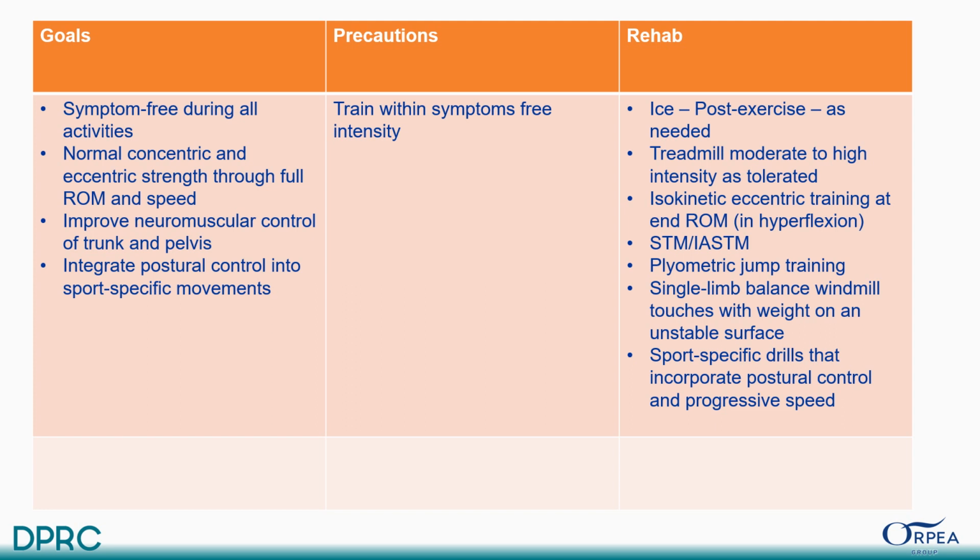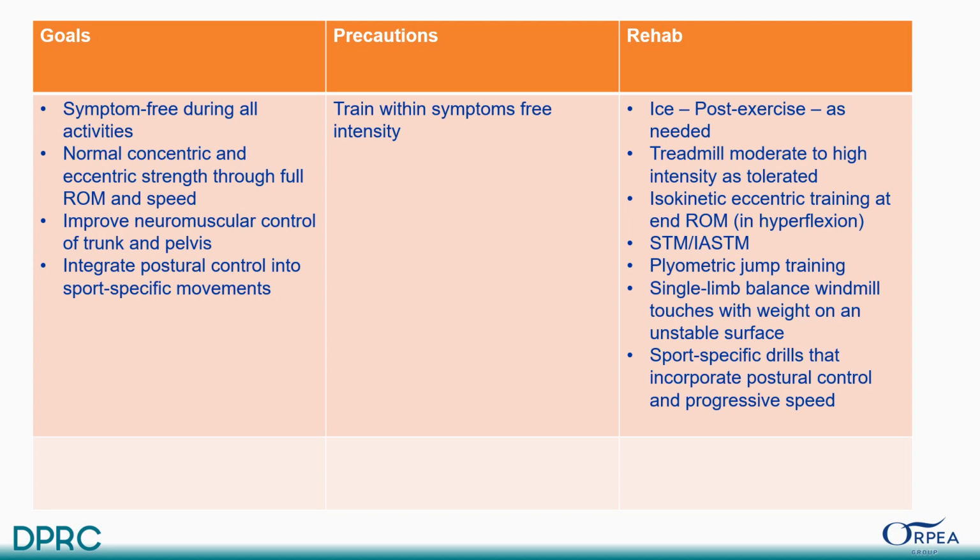Okay, your goals, precautions, and rehab. Your goals include being symptom-free during the activities, normal concentric and eccentric strength through full range of motion and speed, improved neuromuscular control of the trunk and pelvis, and integrating postural control into sport-specific movements. Your precautions involve training with symptom-free intensity.